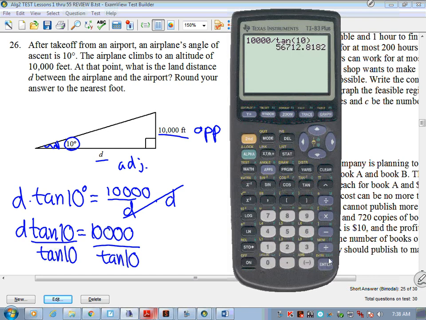What I really should have done is check beforehand, check our mode. Okay, my mode is in degrees. All right, so I'm getting 56,712. I want to check my answer key because that seems almost like an unreasonable answer, but it's not. Because they want it to the nearest foot, that 0.8 is going to round up. So I'm actually going to get 56,713 feet as my distance.